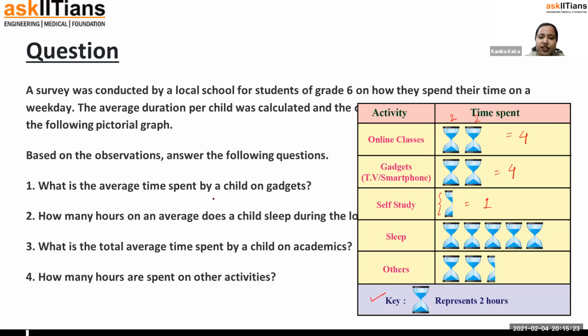Now, what is the average time spent by a child on gadgets? So, this would be 2 into 2 plus 2 into 2. So, answer would be 4 in this case. All right. How many hours on an average does a child sleep during a lockdown? So, sleeping would be how many hours? This would be 2.